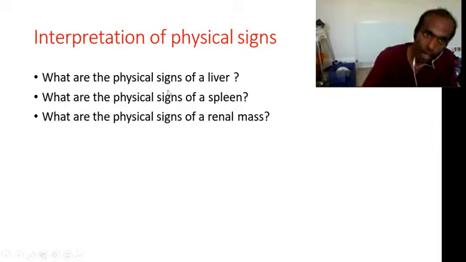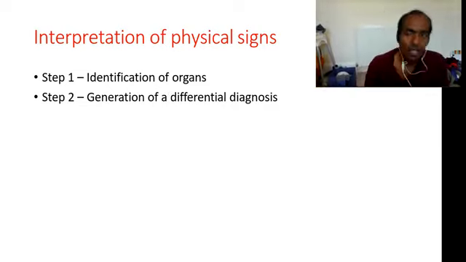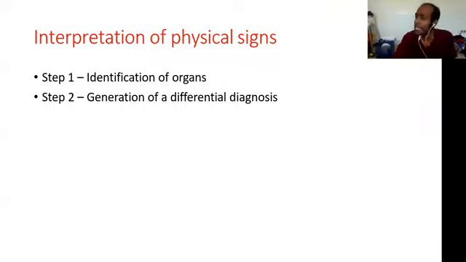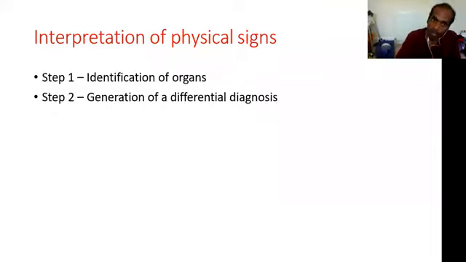So the first step was therefore to identify organomegaly, and we have done that. Right? At the exam, sometimes you get an ascites case where there are no organs to palpate, so don't worry too much about that. But commonly you get these organomegaly patients. So once you identify the organ, the next step is to generate a differential diagnosis.